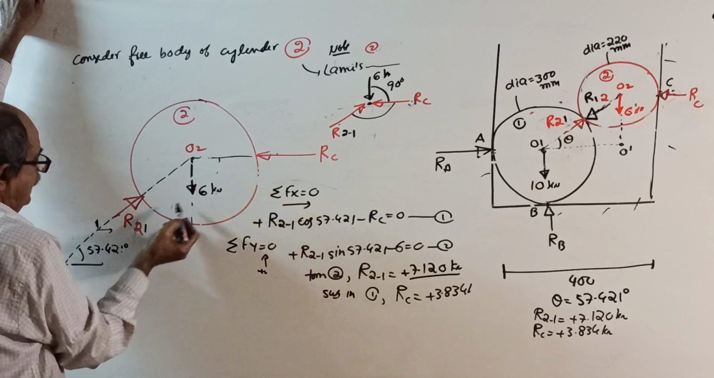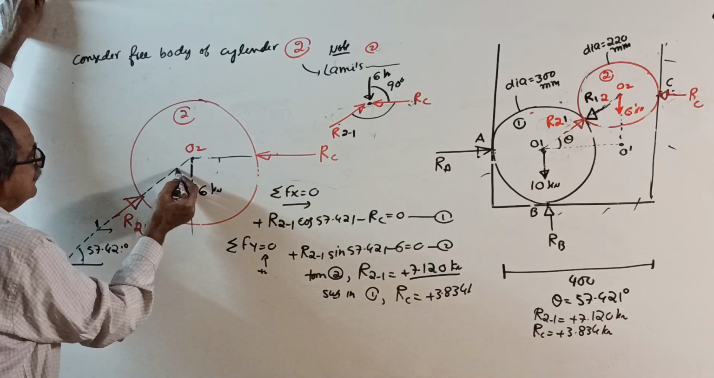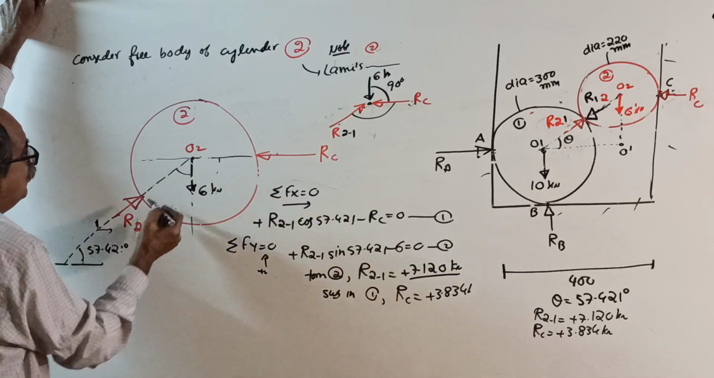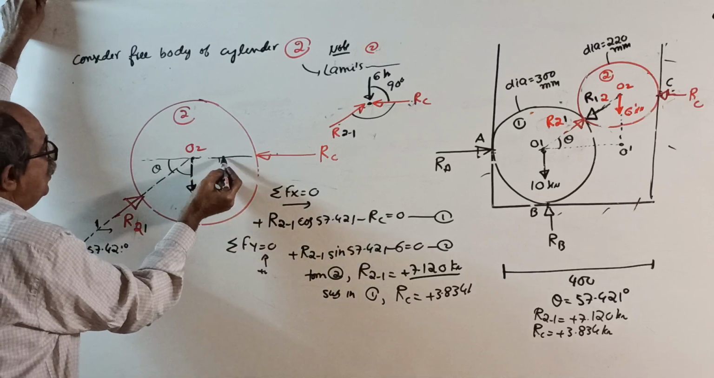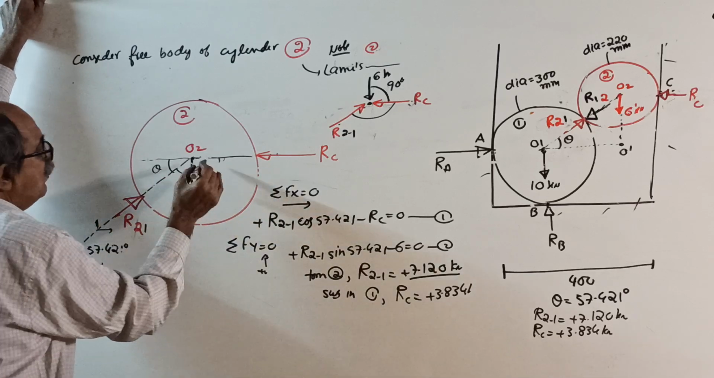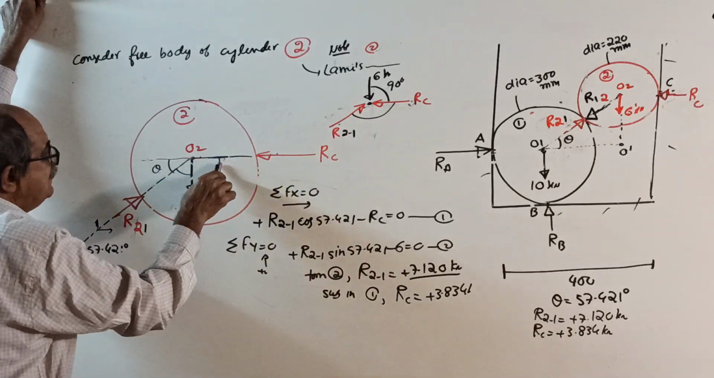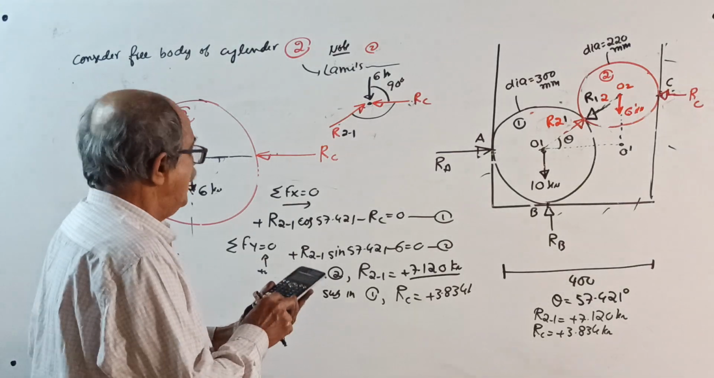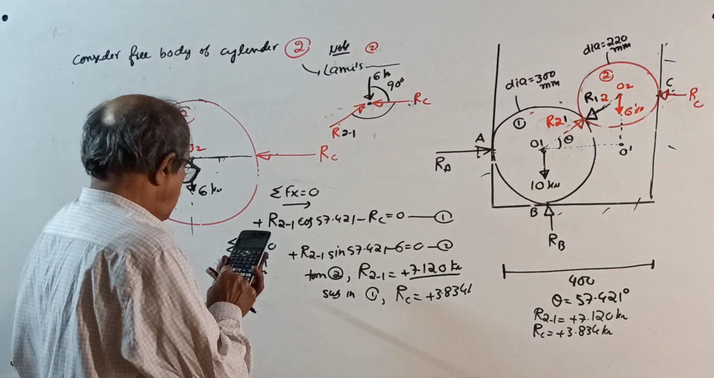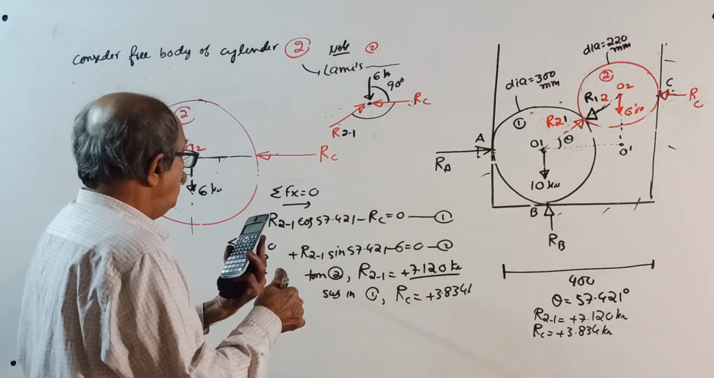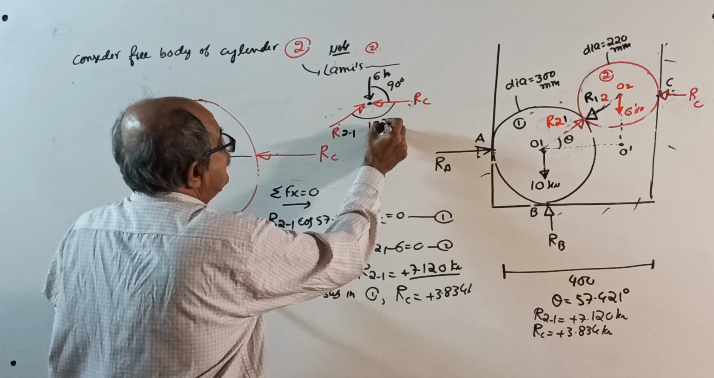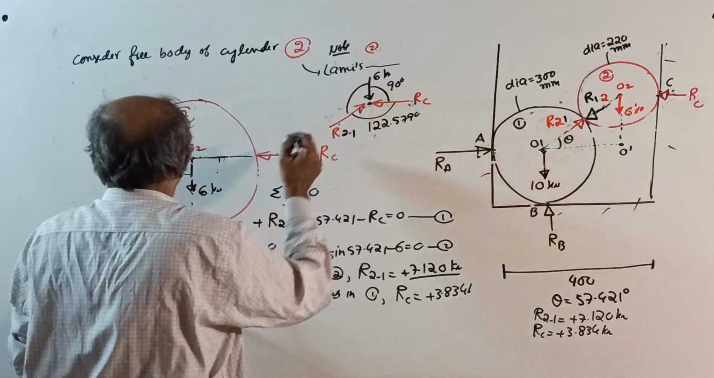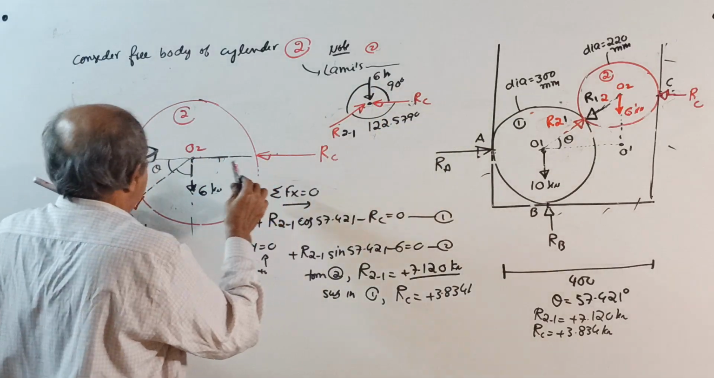this is 90. If this is 57.421, this angle is 90, or you can do one thing. See here, if this is 57.421, this also is the same theta. So I want this angle. This angle is 180 minus theta. That much common sense everybody will be having. 180 minus 57.421 is 122.579 degrees.